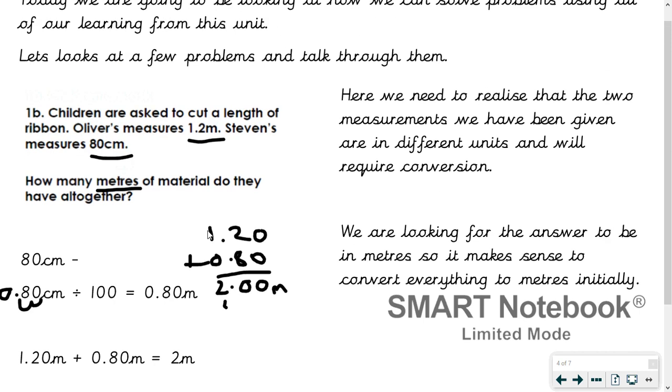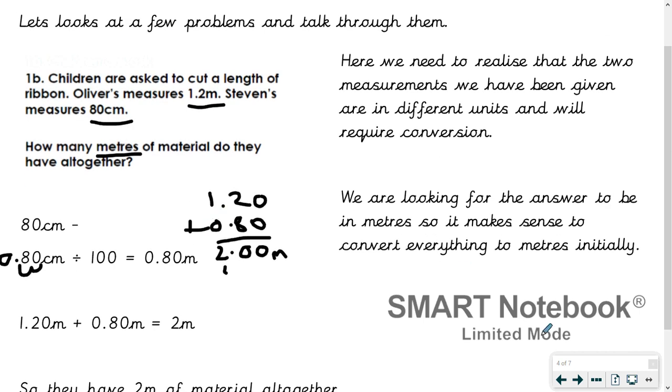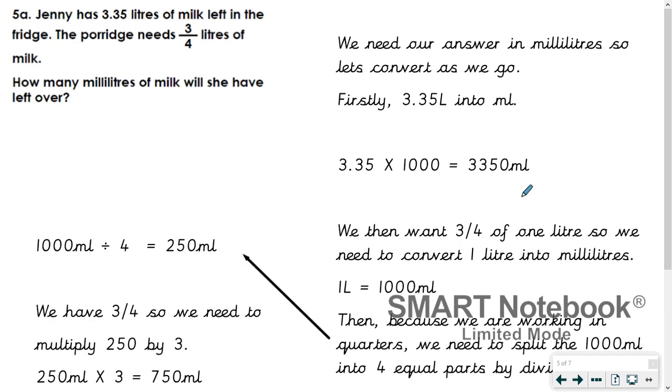So we had to do a little bit of conversion, work out what we wanted, and work our way through. The next one's a bit trickier, and by a bit I mean quite a bit, so listen closely as we talk through. Jenny has 3.35 litres of milk left in the fridge.